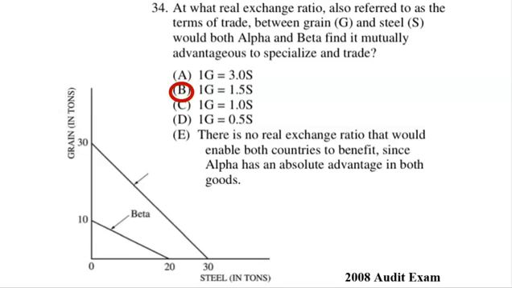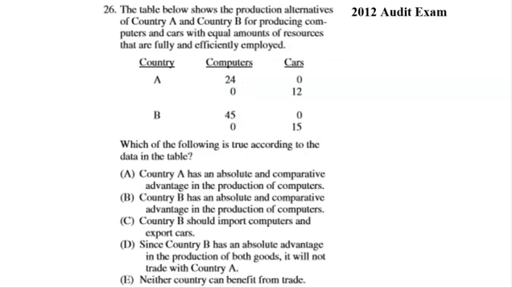All right, for this one, you should have found out that 1 grain is equal to 1.5 steel is what you'll need for this one. All right, let's do one more practice question here. This practice question from 2012 says, the table below shows the production alternatives for country A and B for producing computers and cars with equal amounts of resources that are fully and efficiently employed. Which of the following is true according to the data in the table?